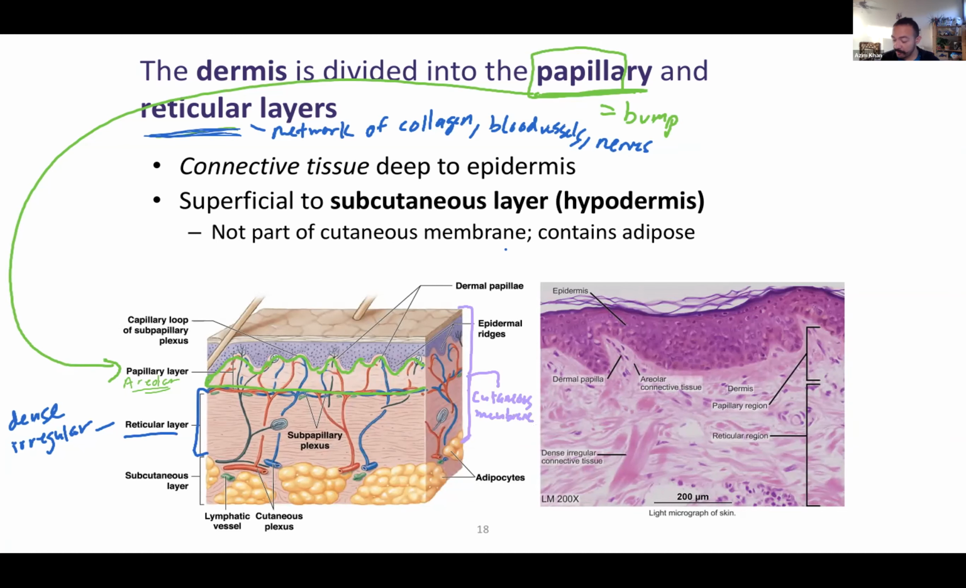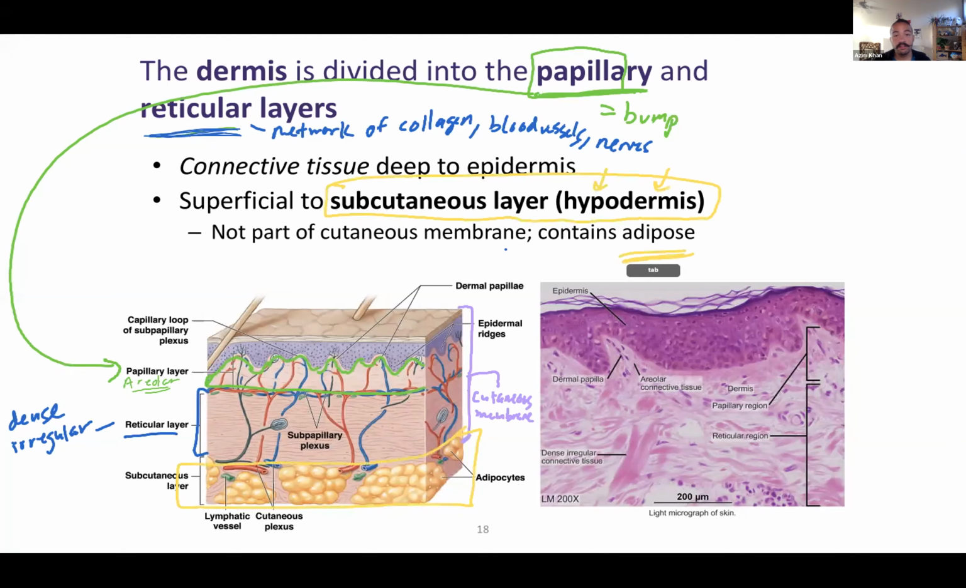Deep to the cutaneous membrane, that's the subcutaneous. Subcutaneous, below the cutaneous, also can be called hypodermis. It's below the dermis. It's not part of the cutaneous membrane, but together with the cutaneous membrane, that's what makes up skin. That's the thickness of skin. It's made of adipose, if you recall.